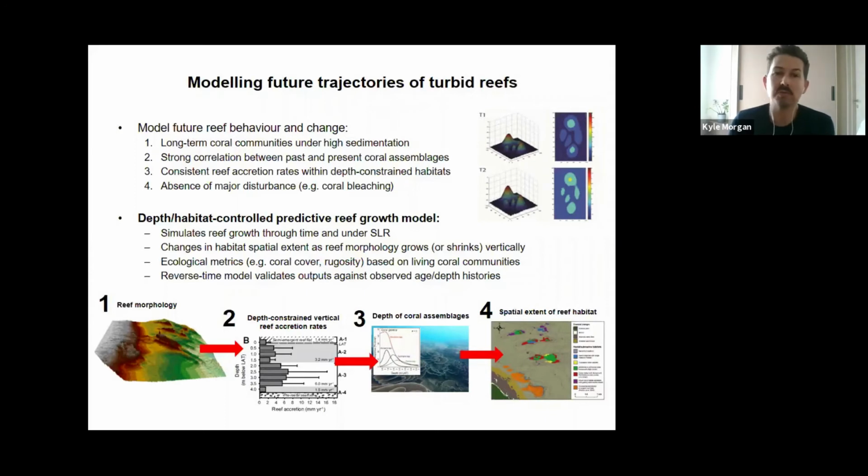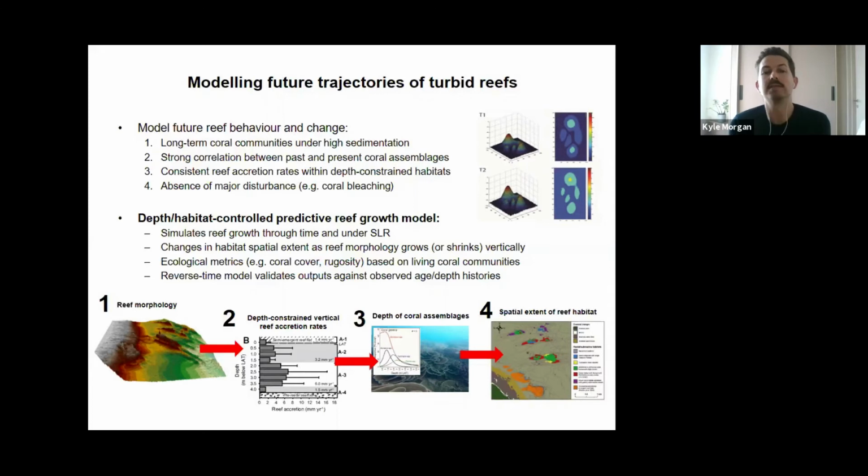And the reason why we can do that is because firstly, we have long-term coral communities that have existed and grown under continuously high sedimentation rates. So there hasn't been any major environmental change occurring between past and present conditions. We also have very strong correlation between both past and present coral assemblages and the ecological communities that drive carbonate production in these systems. We've had consistent reef accretion rates within these depth-constrained habitats, and there likely has been an absence of major disturbance, and based on the resilience of corals to thermal stress, there is likely to be in the next 100 years an absence of major disturbance from large-scale bleaching events. And so we can confidently use our data to model future predictions of habitat cover.